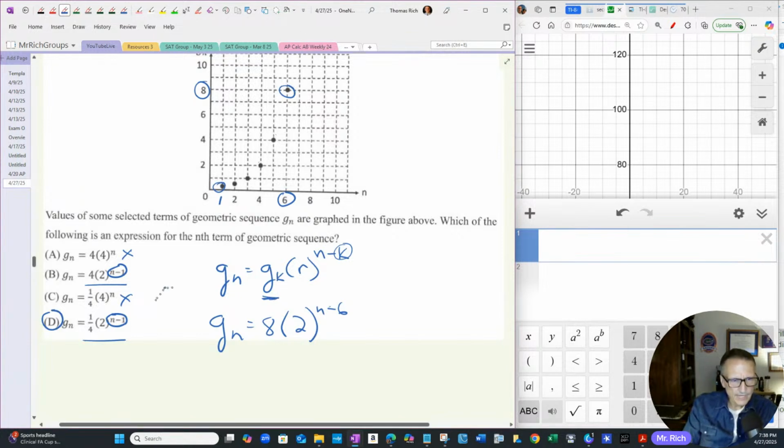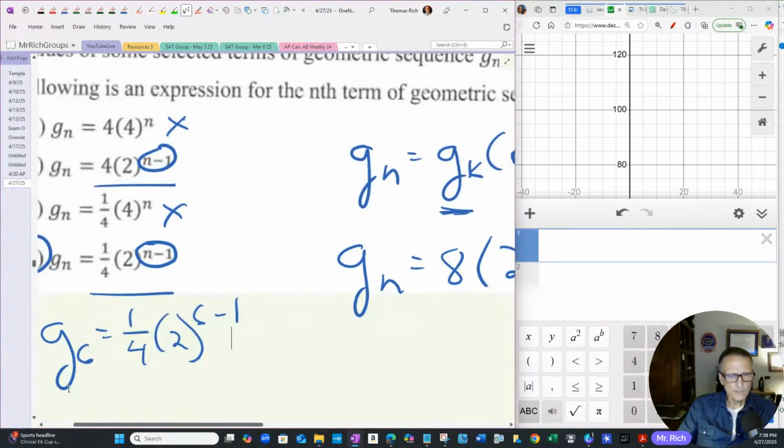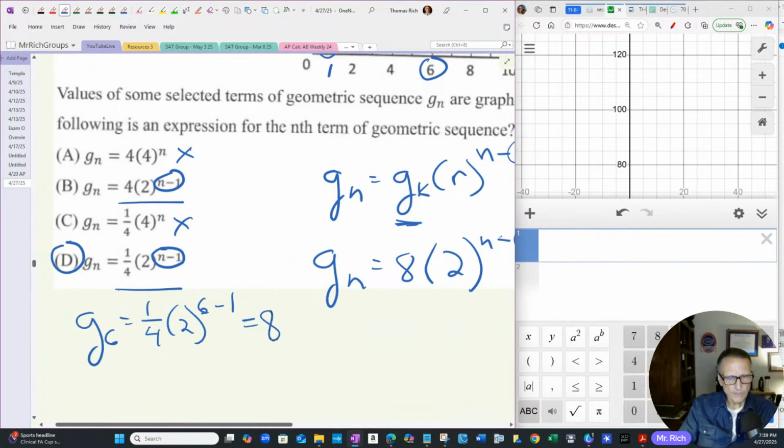If you want to make sure that that's the right answer, let's pick another point up here. This says that when n is 6, I should get an 8. So if we take a look at the sixth term, if I have chosen the right answer, it should be 1/4 times 2 raised to the 6 minus 1 power. 6 minus 1, right? 2 to the 5th power is 32. 32 times 1/4 is 8. So yes, we did get the right one. When n is 6, I get an output of 8. All right, let's move on.